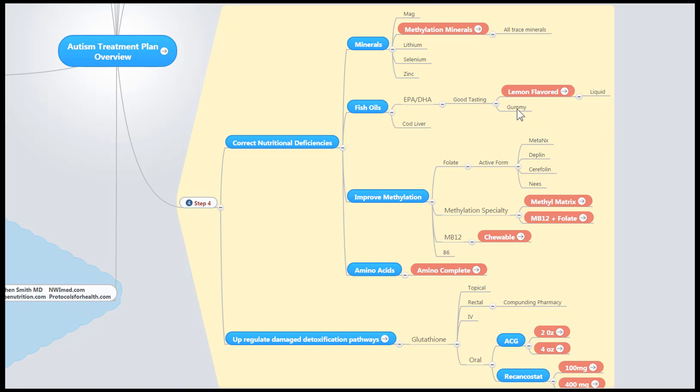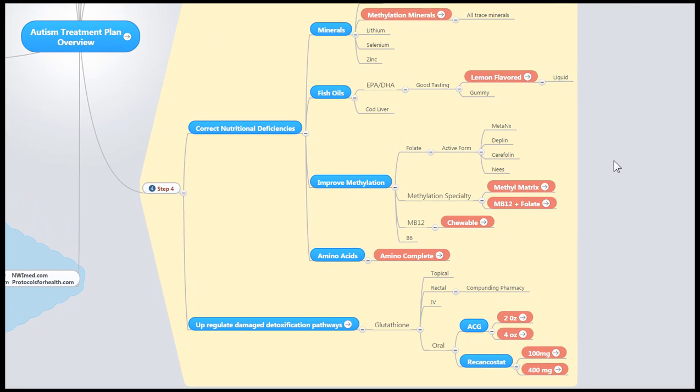Nordic Naturals makes a gummy. We don't have them on our website, but that's also very good. Cod liver oil is unique, and Nordic Naturals makes a nice one of those. It provides a natural form of vitamin A and is very useful. And if you can get that study on parent ratings, you'll find that cod liver oil is rated very high.